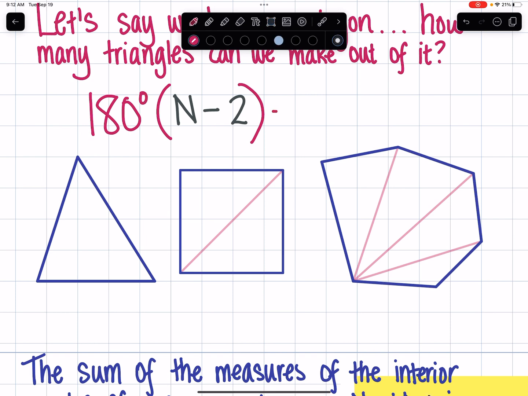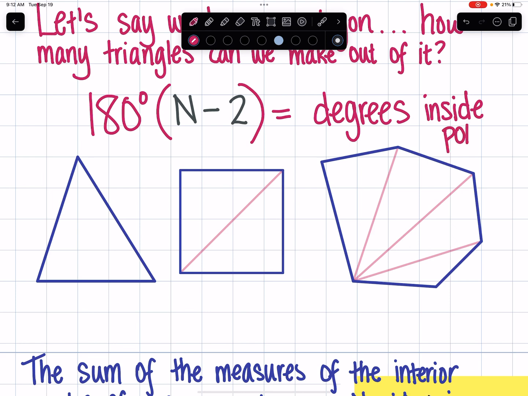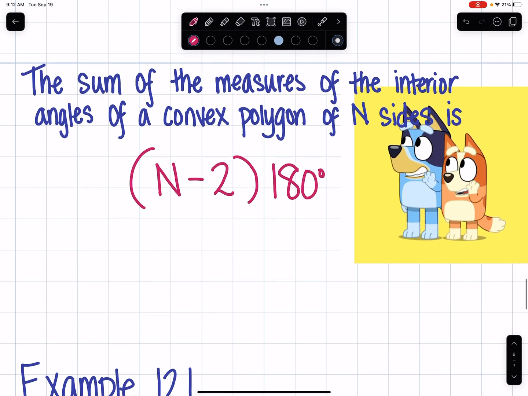This is the formula for how many degrees are in any convex polygon as long as it has n sides, right? So I'll put sum of the interior angles, degrees inside a polygon. Okay. Cool. Does that make sense? Let's do an example and see if it makes sense.